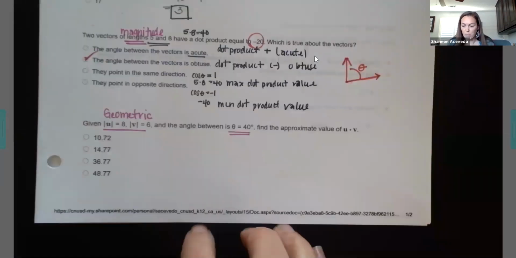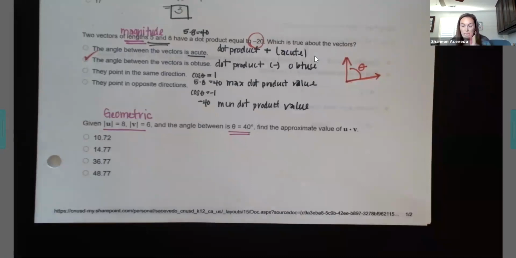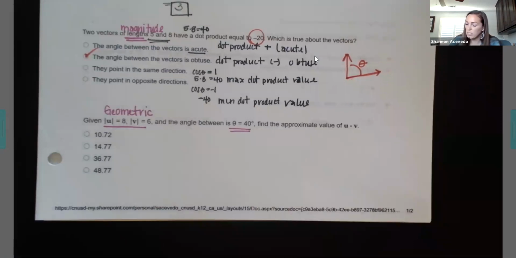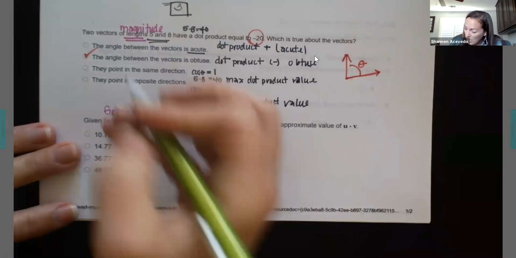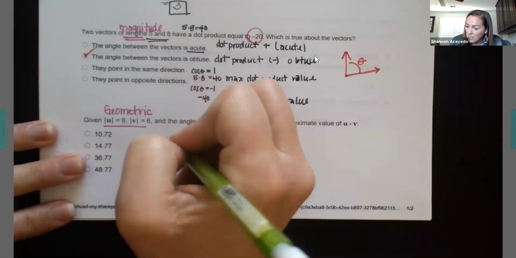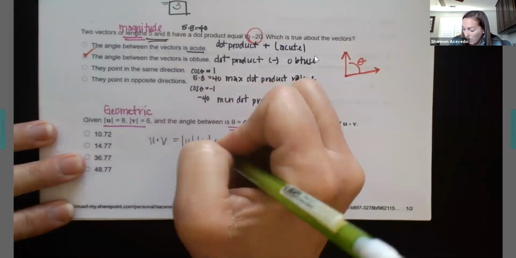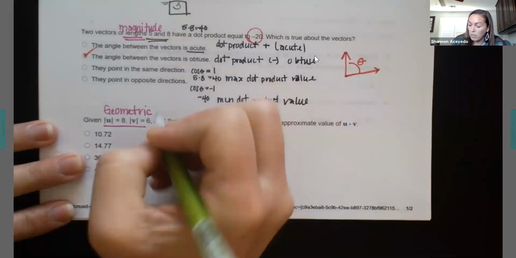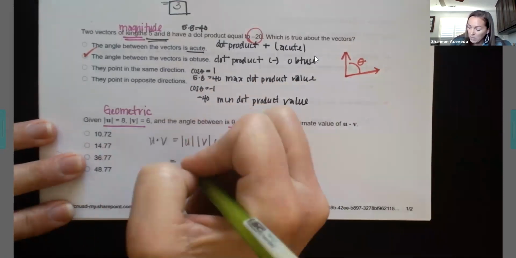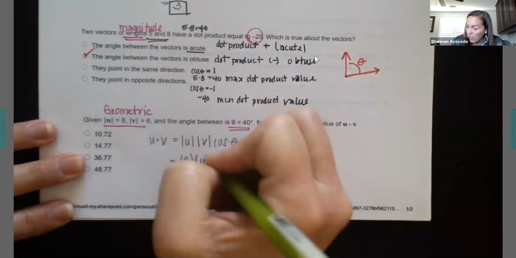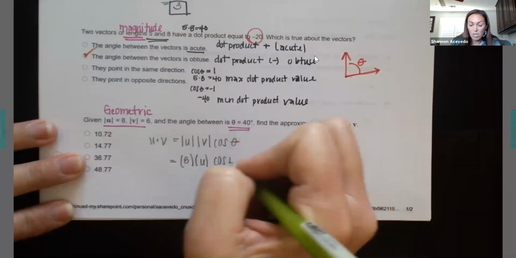All right, kind of a lot of info there. So again, take notes on that, keep that handy. Geometric, how do I use it? Well, here's my equation for geometric. This says that my dot product is going to be the magnitude of u times the magnitude of v times cosine of theta. Magnitude of u is 8. Magnitude of v is 6. Theta is 40 degrees.